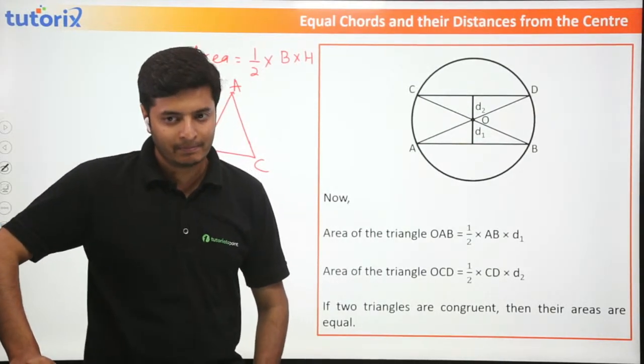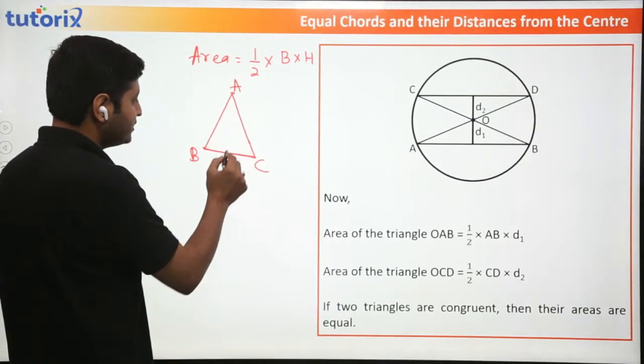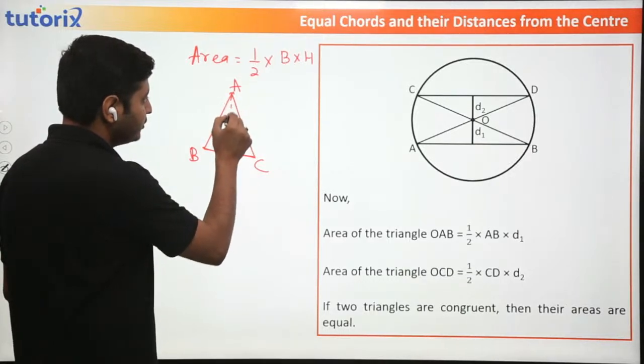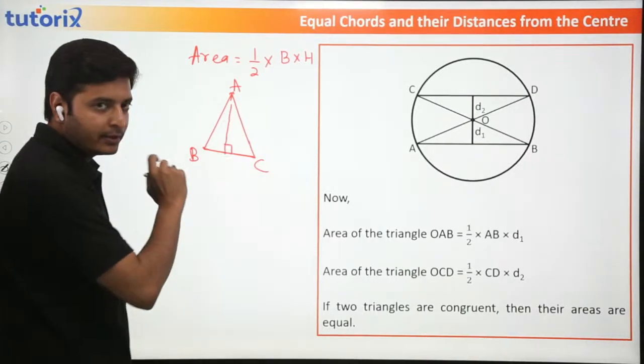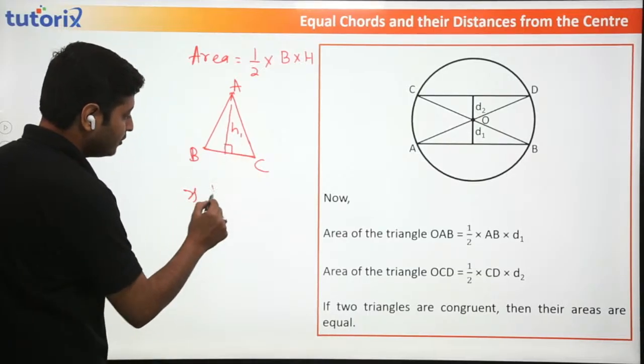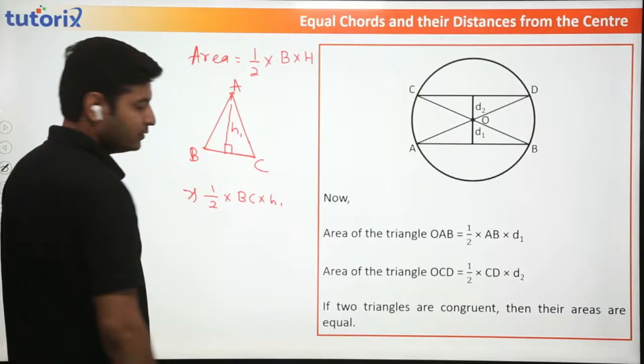Suppose I'm considering BC to be my base, then I need to draw a perpendicular from the opposite vertex A. So it will be something like this. This is the perpendicular. Suppose the height is h1. So the area of this triangle will be half into BC into h1.